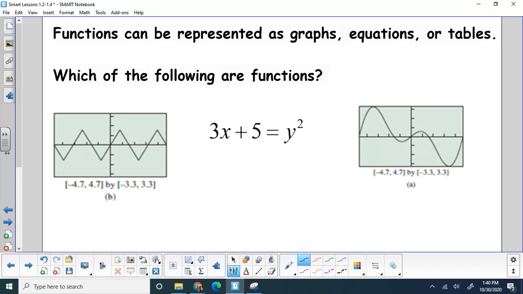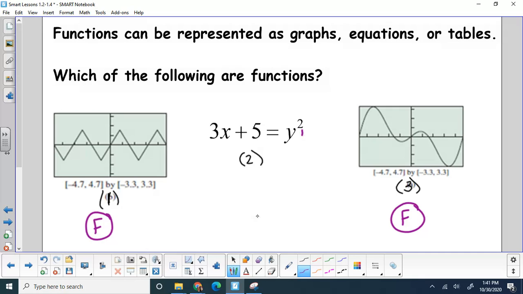I'm going to number these 1, 2, and 3. And I want you to determine which of these are a function and which of these are not a function. All right, you should have said the first one was a function. It would pass the vertical line test. You probably also said number 3 was a function very quickly. Again, it would pass the vertical line test.